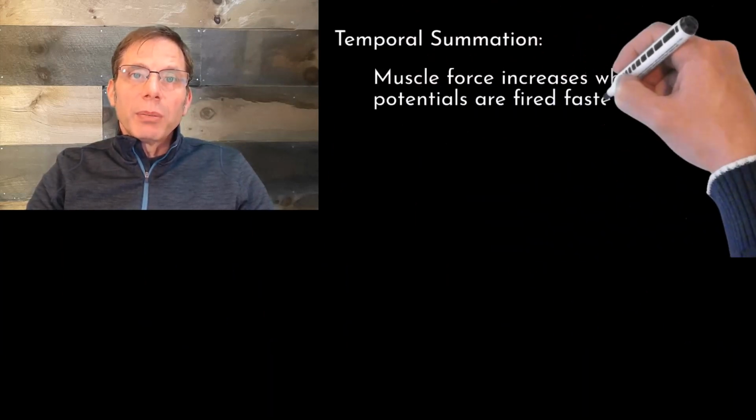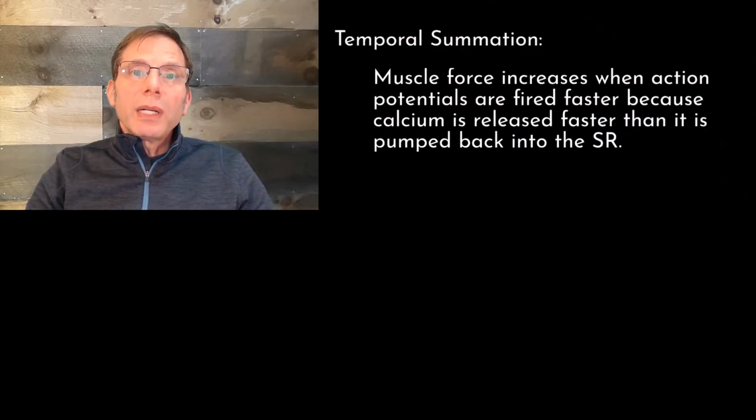Okay, so temporal summation. The amount of force generated by a muscle fiber increases as the frequency of action potentials increases. That's because there's more sustained calcium release, exposing more myosin binding sites on actin and allowing more cross bridges to cycle. What about spatial summation?